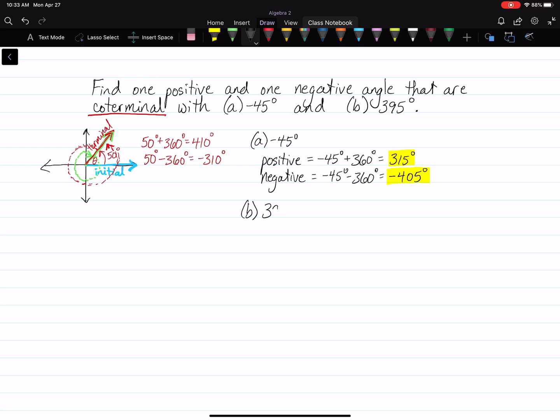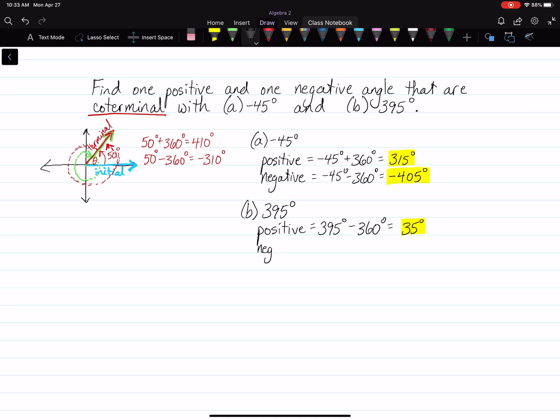Part B is 395 degrees. So for a positive coterminal angle, I could take, now here's where I have a choice here. I can add 360, or I could even subtract 360 here, because if I subtract 360, I'm still going to have a positive angle. So that would be, what, 35 degrees? 35 is positive. So that would be a positive angle. But understand, I could have added 360 as well and got an answer too. That would have been okay. That would have been a positive angle still.